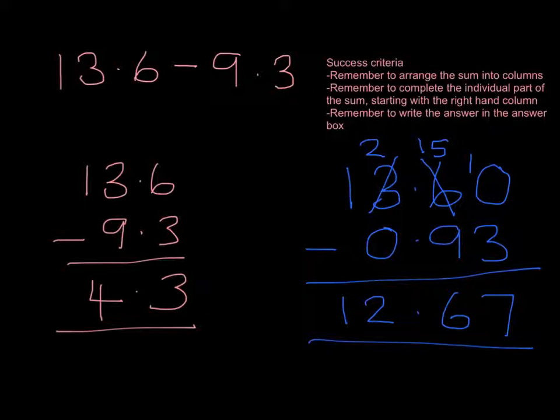Well done. The pink one is correct. 6 subtract 3 leaves 3/10. 3 subtract 9 we can't do, so we regroup and look at 13. 13 subtract 9 leaves 4 units, giving us an answer of 4.3.